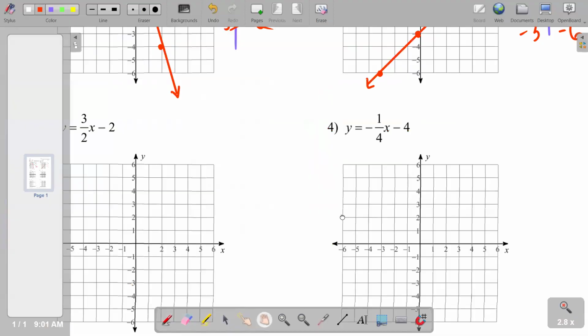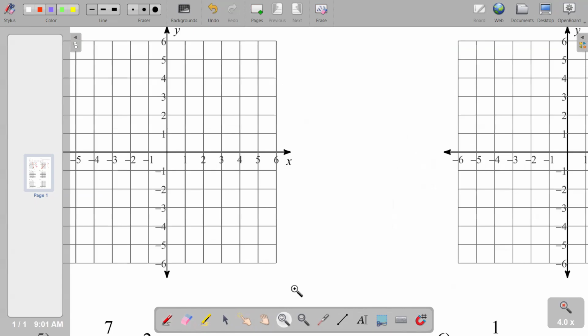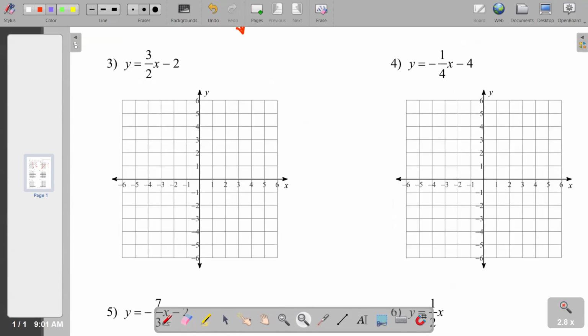Now, starting in question 3, I require that we have fraction knowledge. So this time we're going to be a little bit smarter, or we have to be a little bit smarter about what x's we choose. So same thing, we're going to make a table.